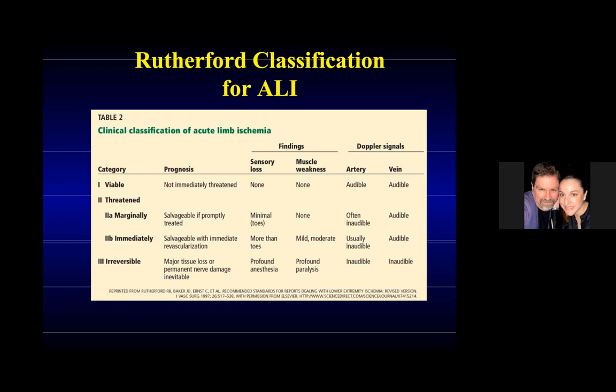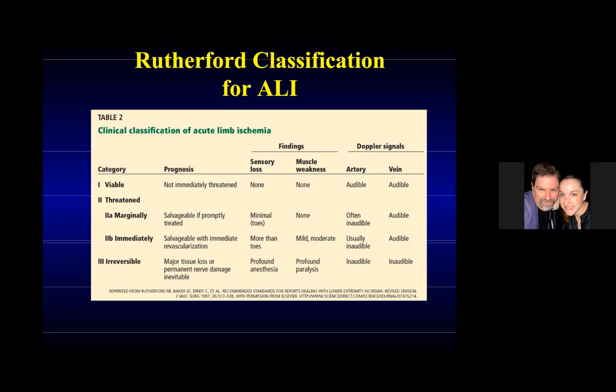Sensory loss is minimal. There is no muscle weakness. You can often hear an arterial pulse. Usually it's monophasic, but you can hear it, and you definitely hear a venous flow, okay? A 2B, this is immediate, okay? You have to revascularize that limb soon or the patient is going to lose the leg.